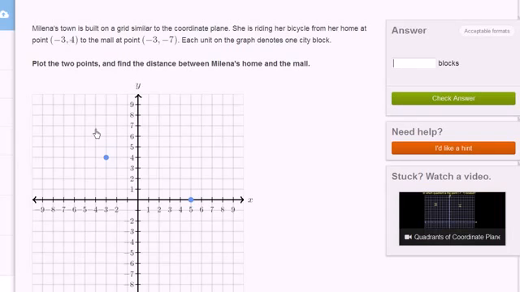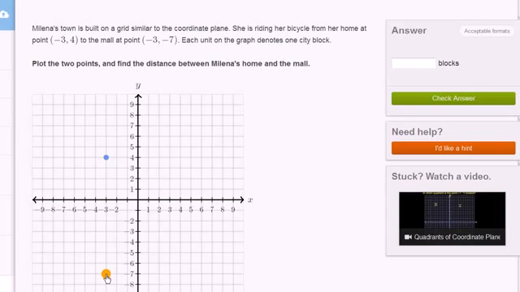Now that's where her home is. Now let's figure out where the mall is. It's at the point -3, -7. So we went -3 along the horizontal direction, and then -7 along the vertical direction. So we get to -3, -7 right over there.